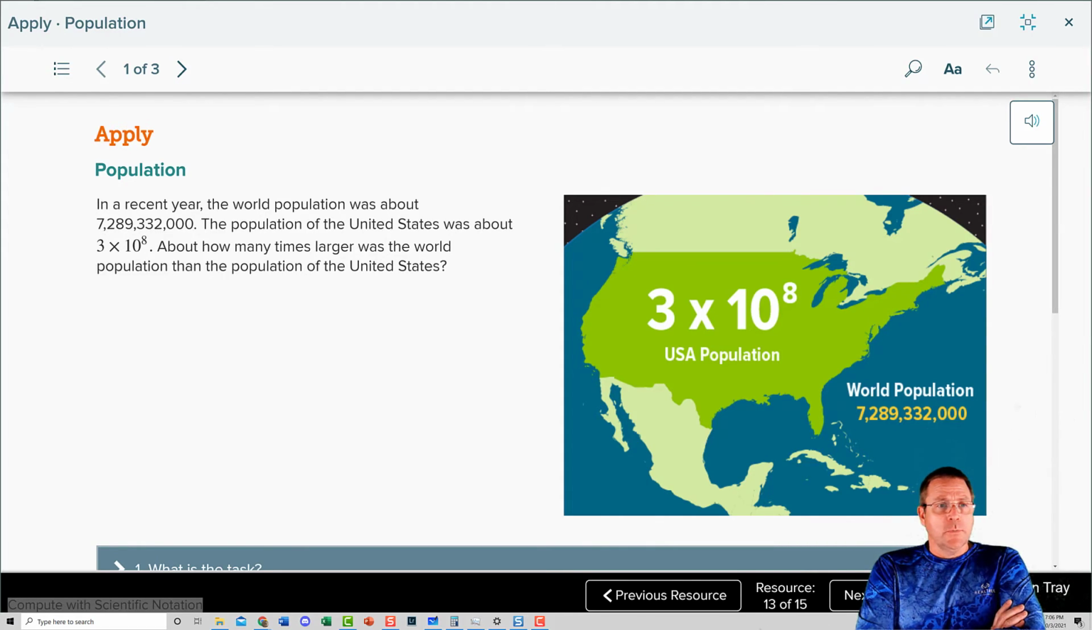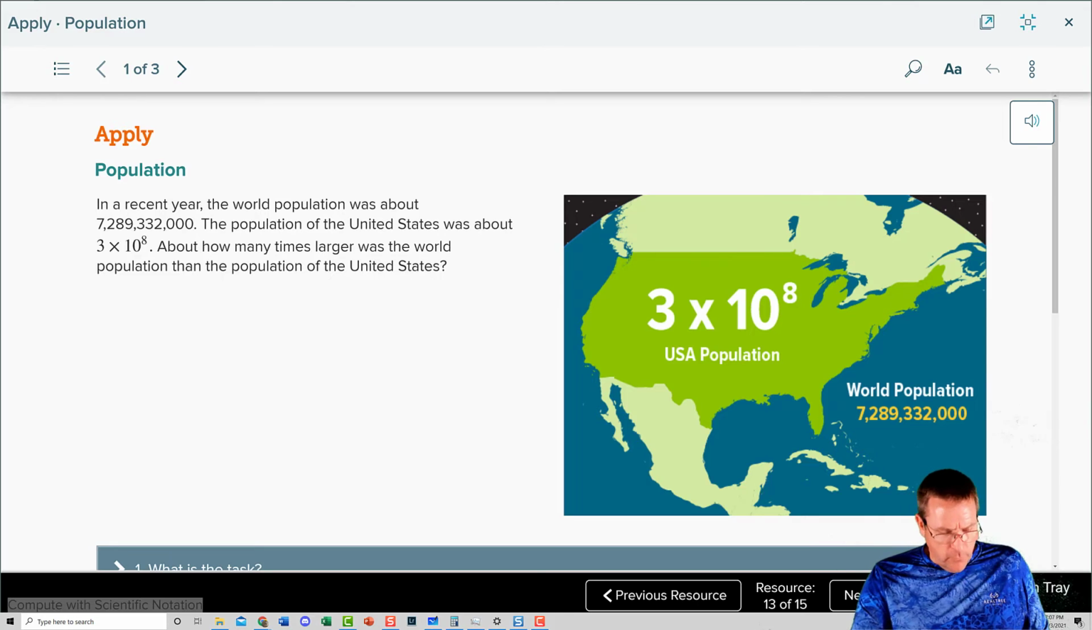We're going to finish off with an apply problem that says in a recent year the world population was about 7,289,322,000. The population in the United States was about 3 times 10 to the 8th. About how many times larger was the world population than the United States?